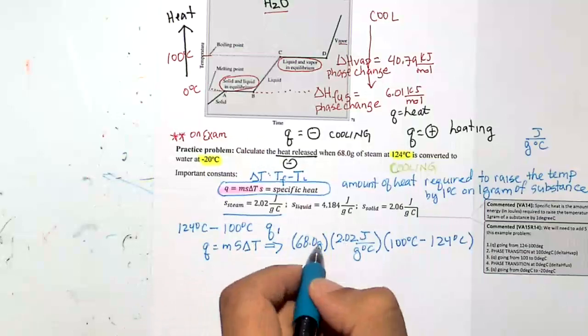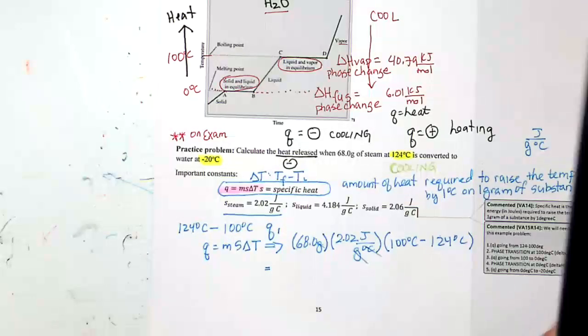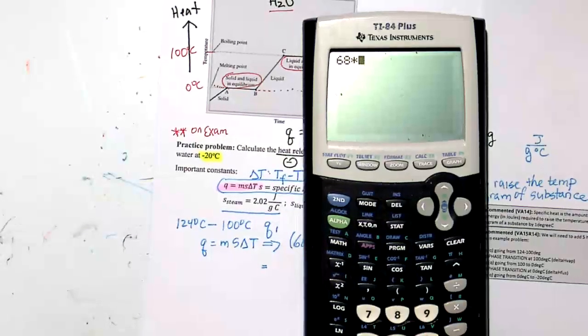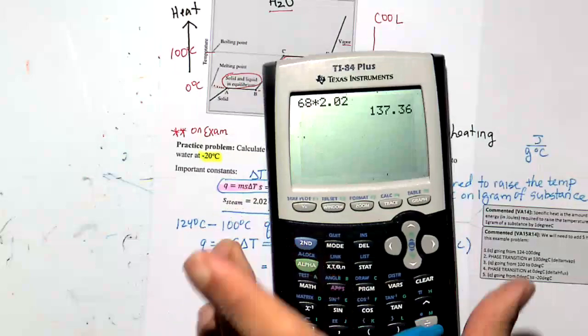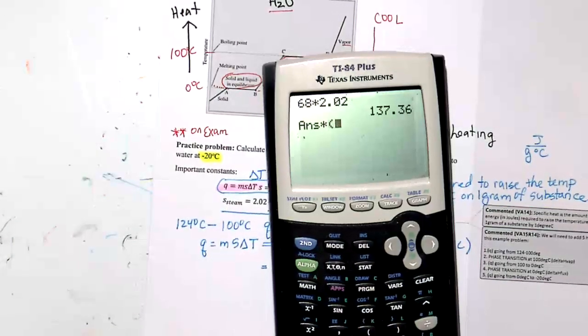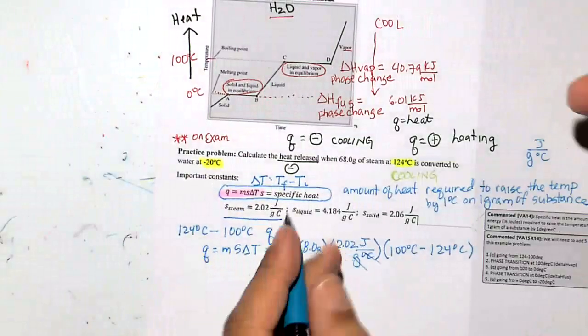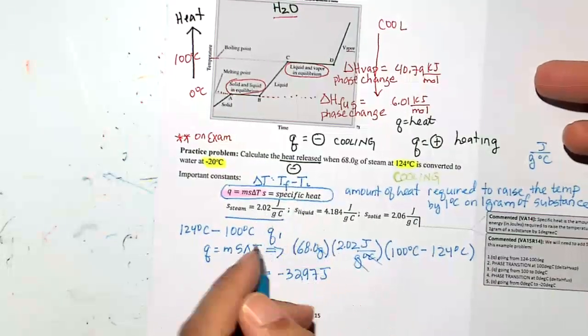So what is this on our calculator? Grams cancel, the degree C cancels, and we are left with joules. Let's do this on our calculator: 68 times 2.02 times, putting the parentheses in, 100 minus 124. And I'm getting minus 3297 joules. Did you get that? Good. This is Q1.